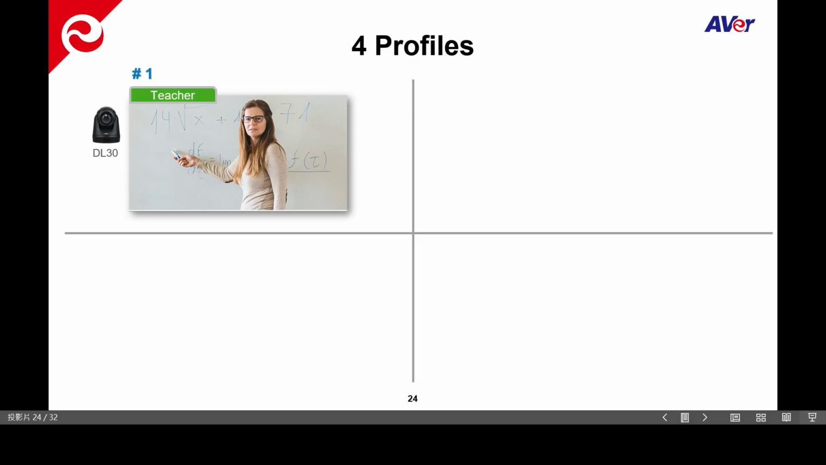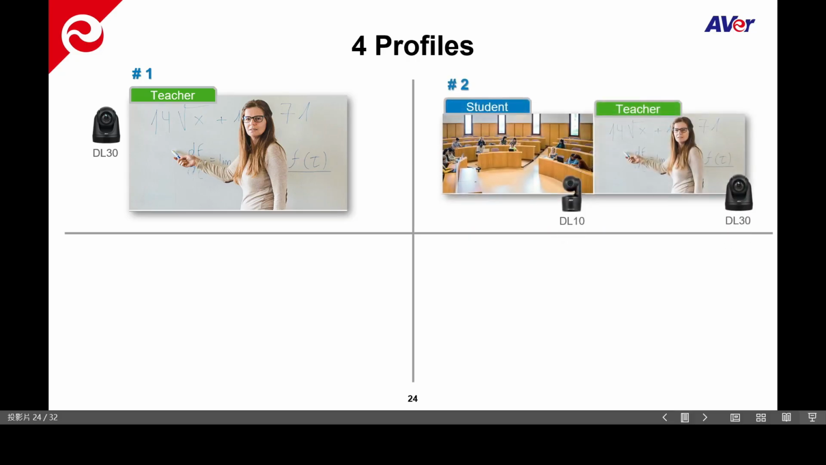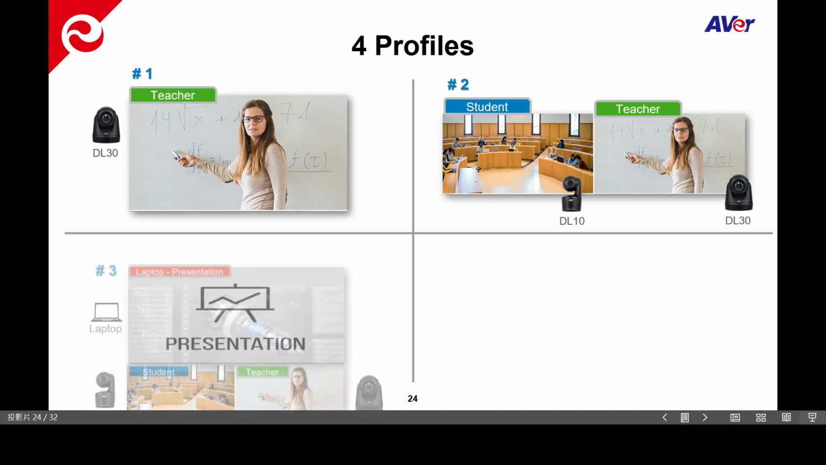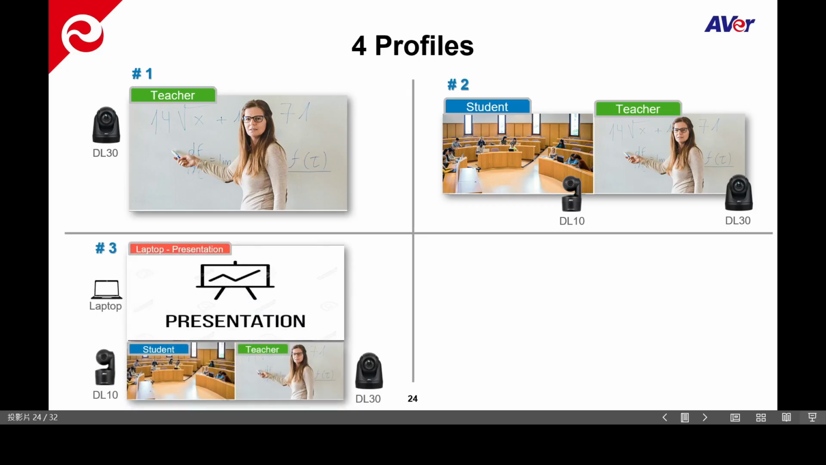When I press number 1, the system switches to profile 1, showing the teacher view from the DL30 tracking camera. When I press number 2, it switches to profile 2, displaying a side-by-side layout with the student view, DL10, and the teacher view, DL30. When I press number 3, it switches to profile 3, which includes 3 inputs.